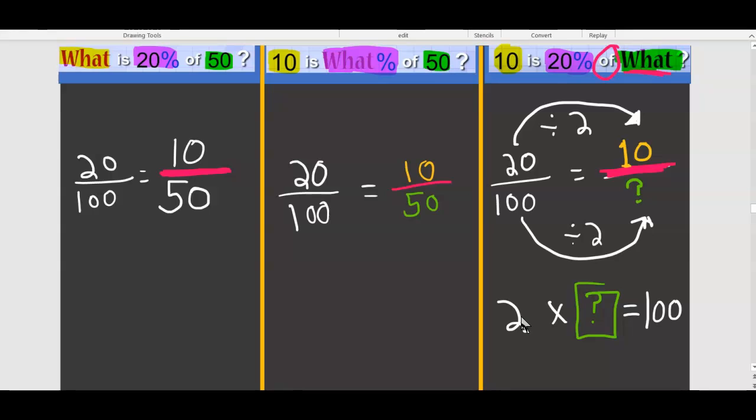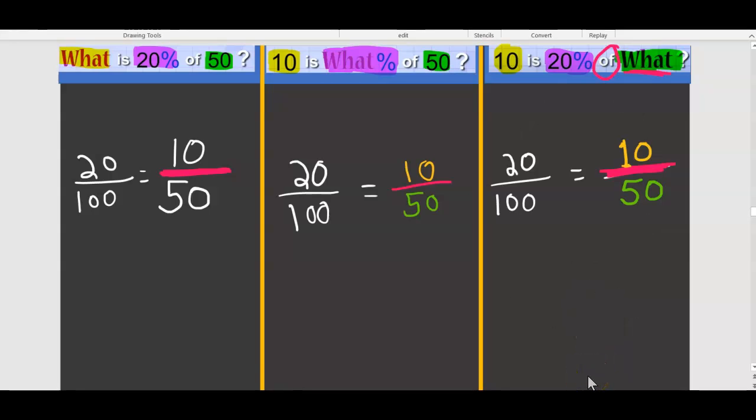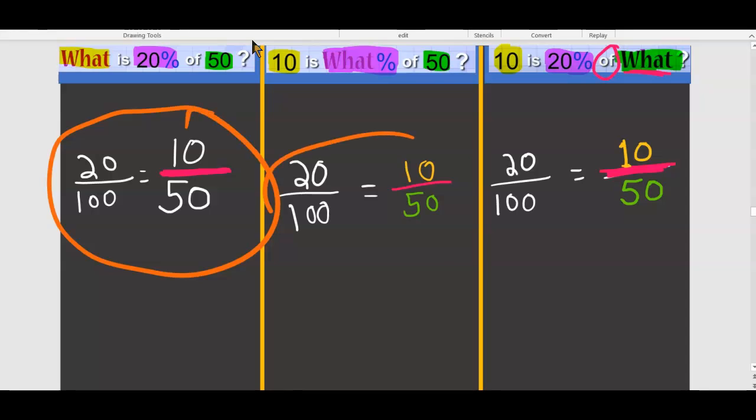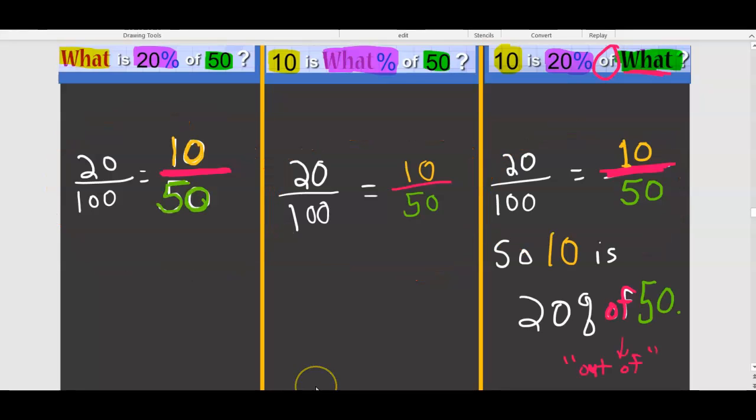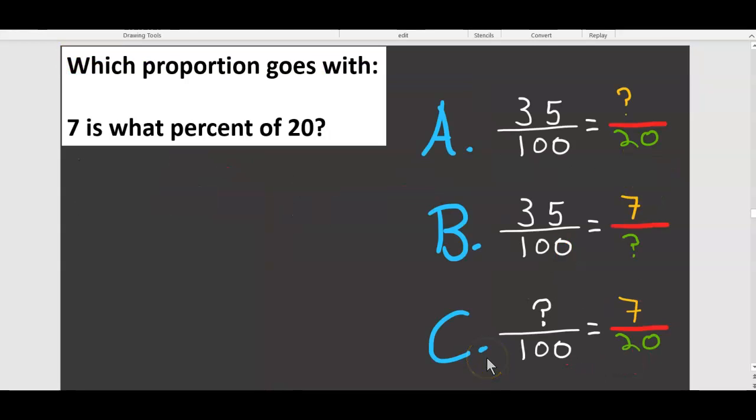Or you could say 2 times something is 100. What do you multiply 2 by? You get 50. There it is. You end up with really all the same thing in the end. If you look at them, they're really all the same, but they're going to ask you for different parts of those things. Or wholes. Or percents. 20% of 50.